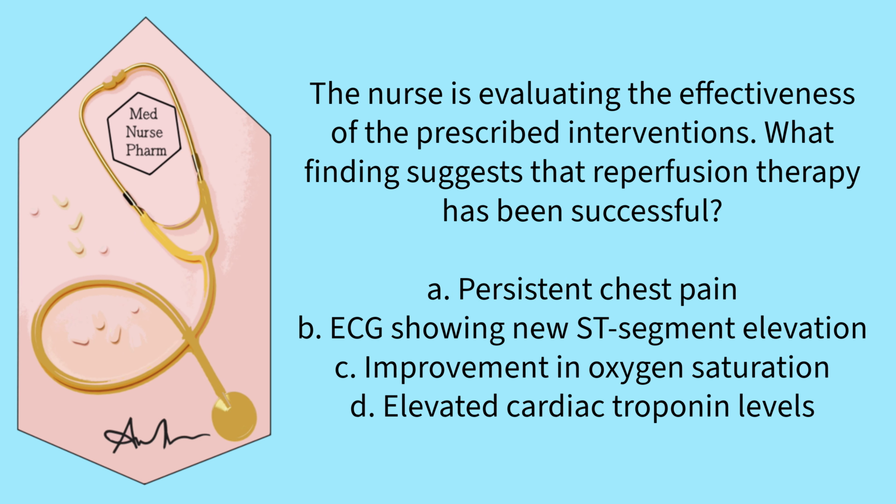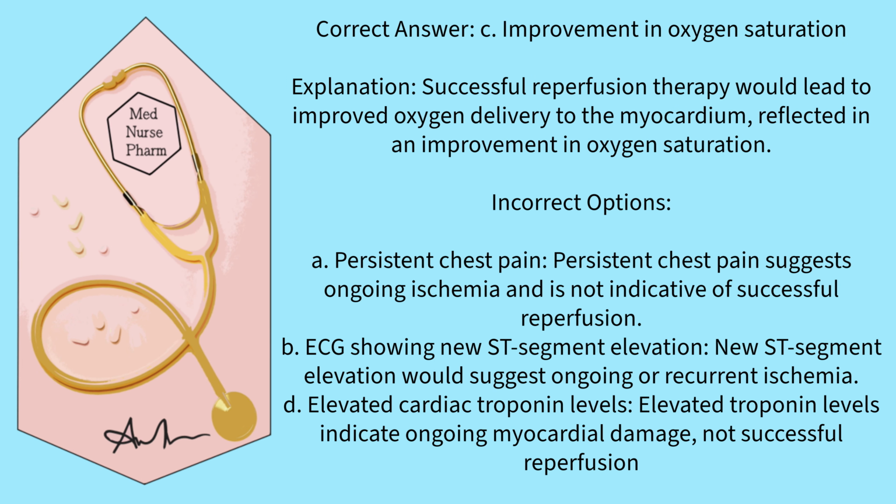The nurse is evaluating the effectiveness of the prescribed interventions. What findings suggest the reperfusion therapy has been successful? A, persistent chest pain. B, ECG showing new ST segment elevation. C, improvement in oxygen saturation. D, elevated cardiac troponin levels. Pause the video and select your answer. The correct answer is C, improvement in oxygen saturation. Successful reperfusion therapy would lead to improved oxygen delivery to the myocardium, reflected in an improvement in oxygen saturation. Pause the video and go through the incorrect options.